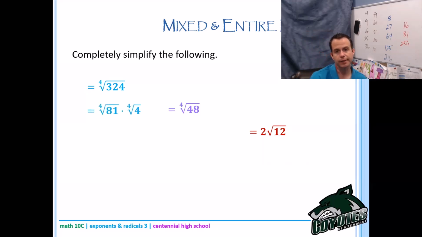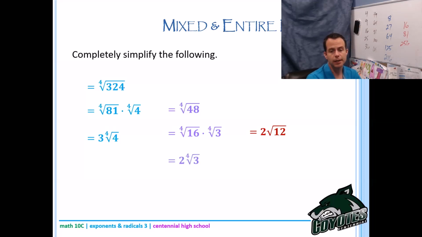We find out that it's 81 times 4, so I break my fourth root into the fourth root of 81 times the fourth root of 4. And then I know that the fourth root of 81 was 3, so my final answer would be 3 fourth root of 4. Okay, then I head over to the fourth root of 48. The 16 is going to work for that. So I got fourth root of 16 times the fourth root of 3 because I know 16 times 3 is 48. But then I also know that the fourth root of 16 is 2. And so my final answer is 2 fourth root of 3.